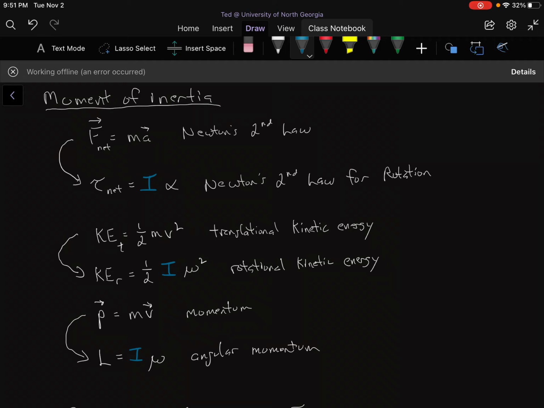And so all of the physics we've already learned, everywhere we used to have mass, we can put in moment of inertia. Everywhere we used to have velocity, we can put in angular velocity. And everywhere we used to have acceleration, we can put in angular acceleration. And we can learn the same physics for rotational motion.